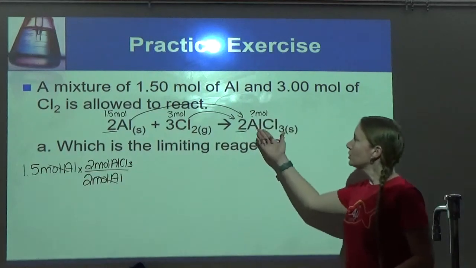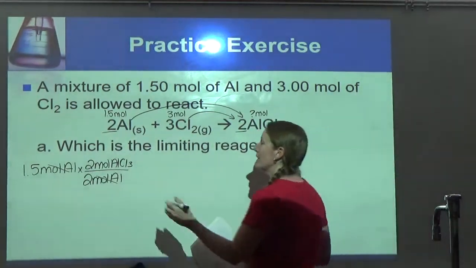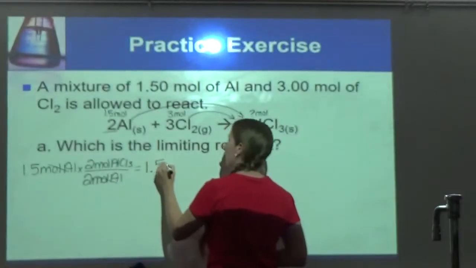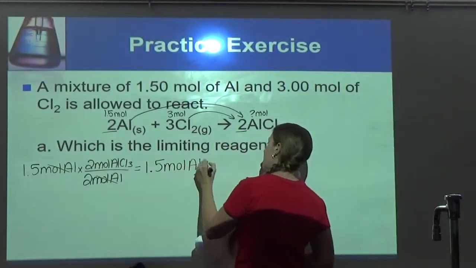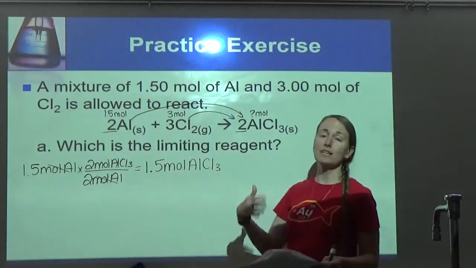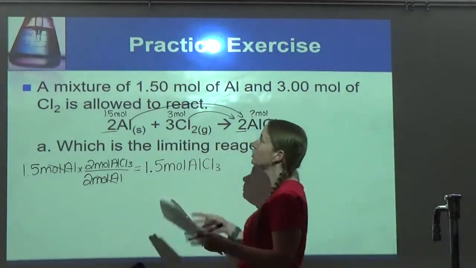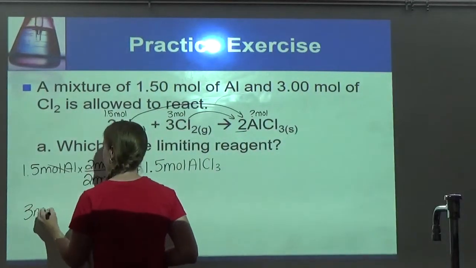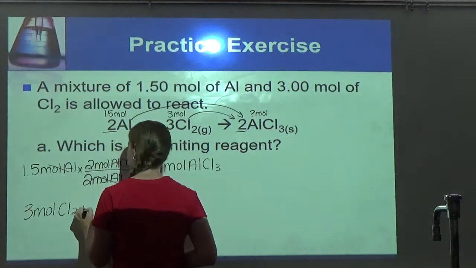Alright, third step is usually convert to unit asked for, but I only needed moles. So I get 1.5 moles of aluminum chloride. So again, we don't know if that's our answer. We don't know if this one's limiting or excess yet because we have to check our other one. So we have 3 moles of chlorine.